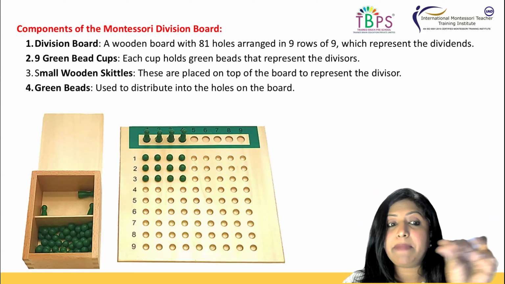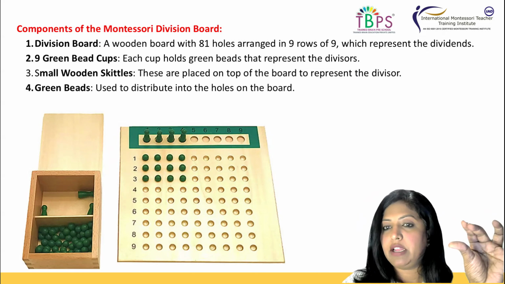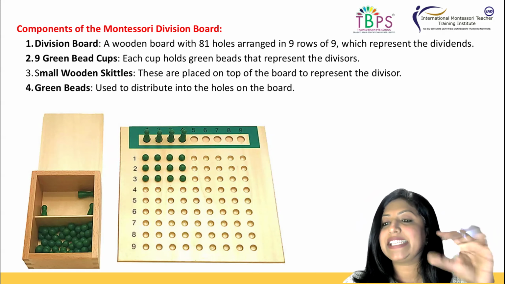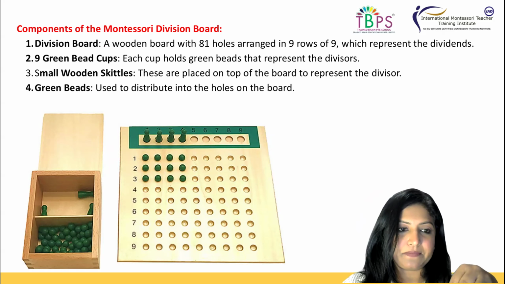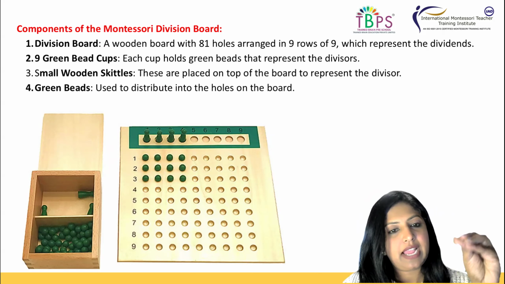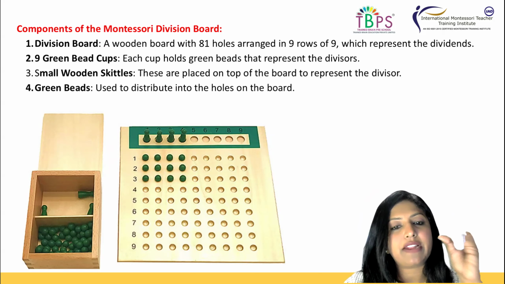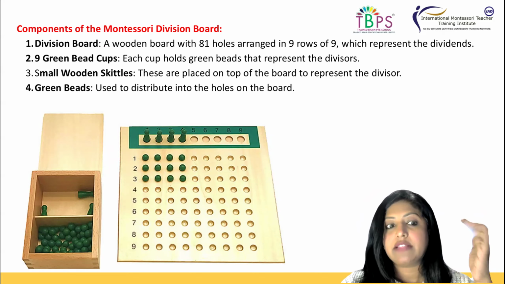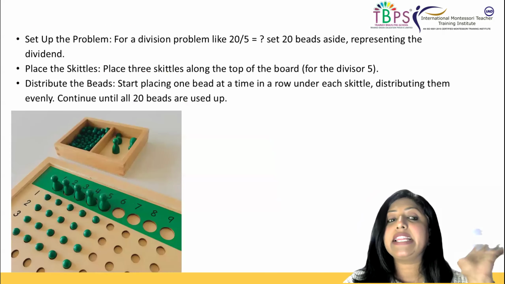Now the green bead, which looks like a cup, is considered to be my skittle, and that's my divisor. So I will have a place to put all my skittles there. And I would use my green beads also so that I can distribute them into the holes. This is a description of the material that I would require.